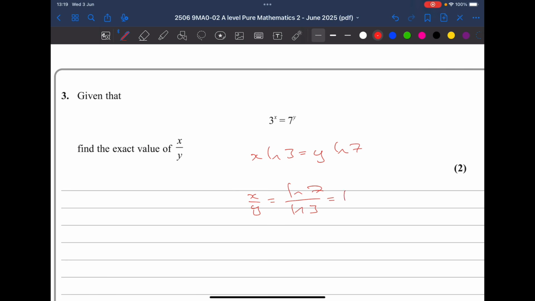You could rewrite this as log base 3 of 7. Both would be completely fine. Both will get you all the marks here. Lovely jubbly. Looks good to me.